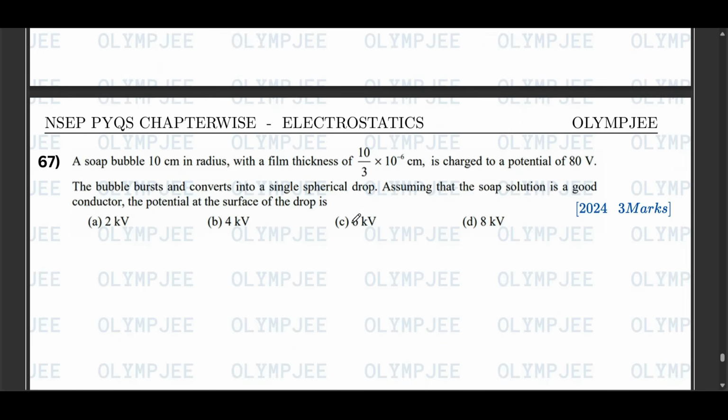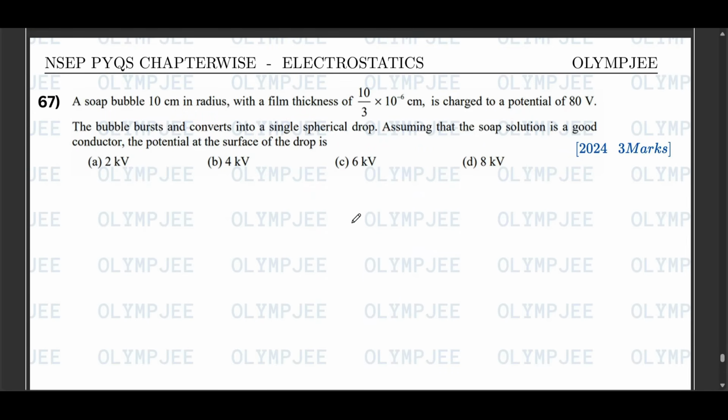Moving on to question 67, it is a good question. A soap bubble 10 centimeter in radius with a film thickness of 10 by 3 multiplied by 10 raised to power minus 6 centimeter is charged to this potential. The bubble bursts and converts into a drop. Assume that the soap solution is a good conductor. Potential at surface of the drop is. Okay, so initially it was like this.